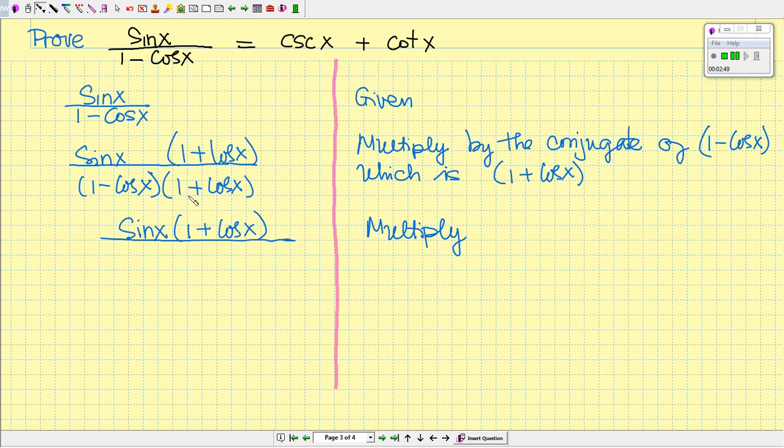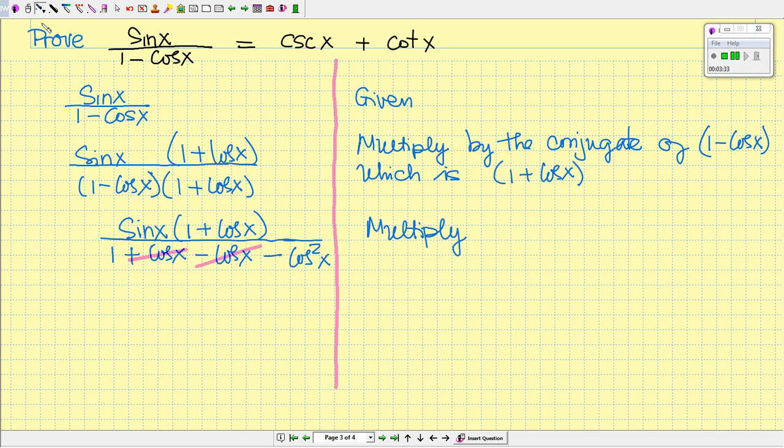So we can go ahead and use the FOIL method. So 1 times 1 is 1. 1 times cosine x is positive cosine x. Negative cosine x times 1 is negative cosine x. And negative cosine times positive cosine will be negative cosine squared x. So we can see right here that the two middle terms will be gone. Or if you can remember the shortcut, then we just end up with 1 minus cosine squared right away. If not, then just go ahead and do it like me.